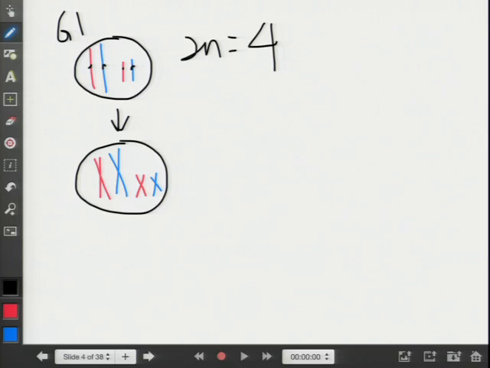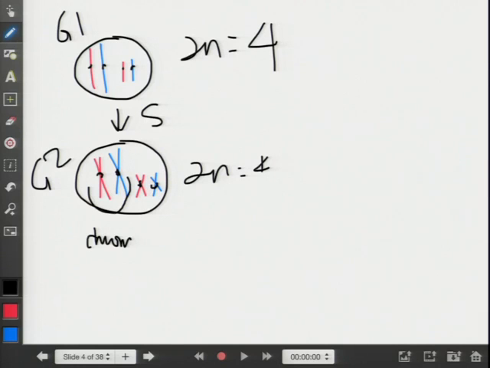And then replication happens, and then we're in G2, right? We're still 2n equals 4, because if we count our centromeres, we're good. Okay? And so we could do this for all of the chromosomes, right? This is chromosome 1, the pair. We call these guys homologous.